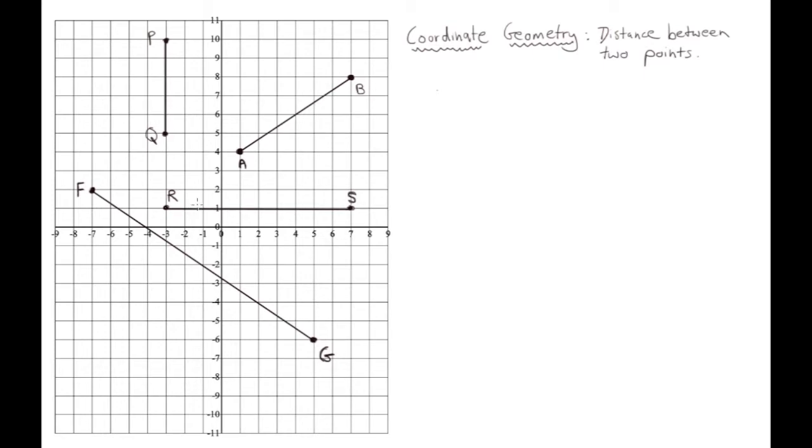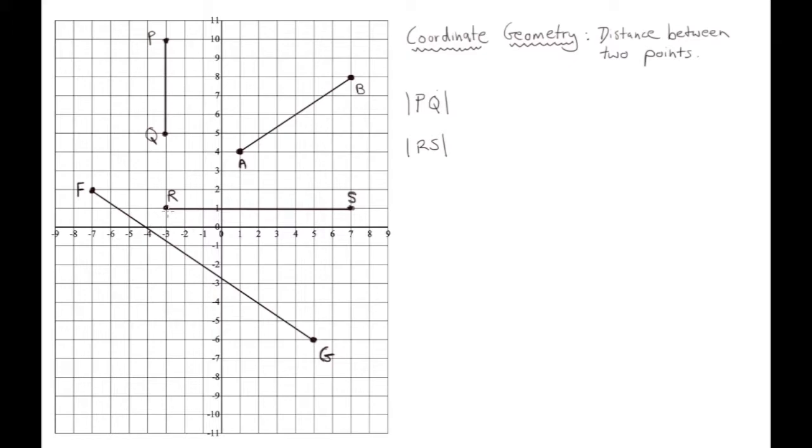Now, you can see here 4 different lines drawn out on our coordinate plane. 2 of them, P and Q, I'll talk about those first, okay? P and Q. You can see P and Q, that line there is a vertical line. It's straight up. And R and S, this is a horizontal line. It's straight across. So if we have a vertical line and a horizontal line, we don't have to use a formula. It's much easier to find the distance.